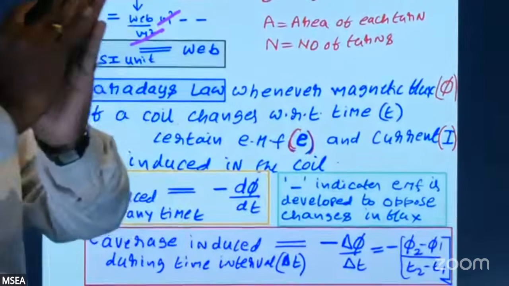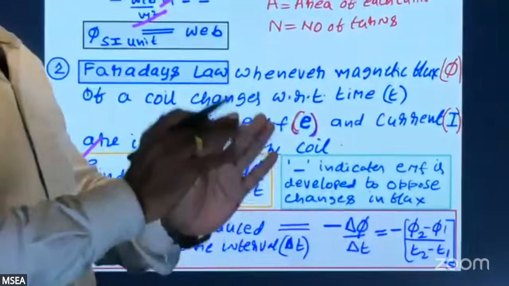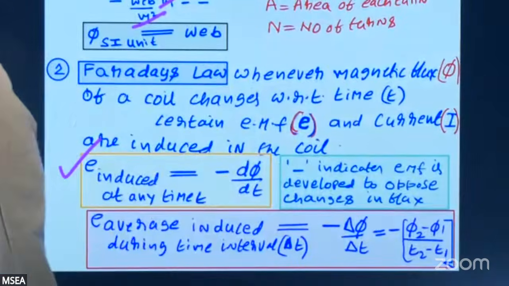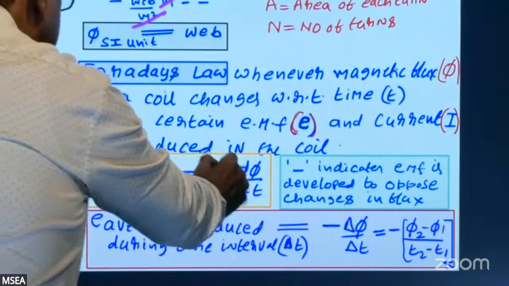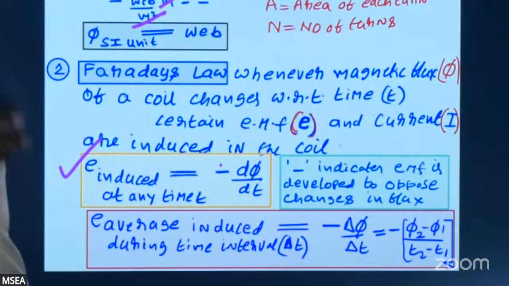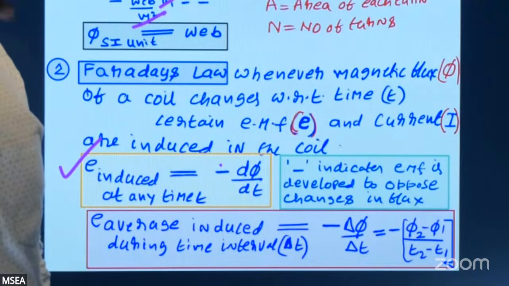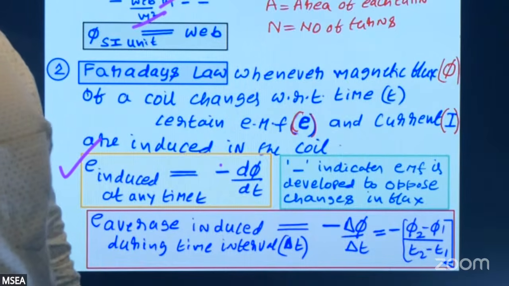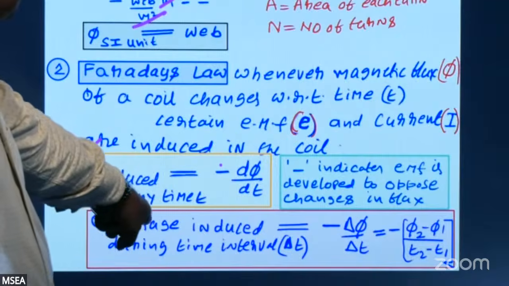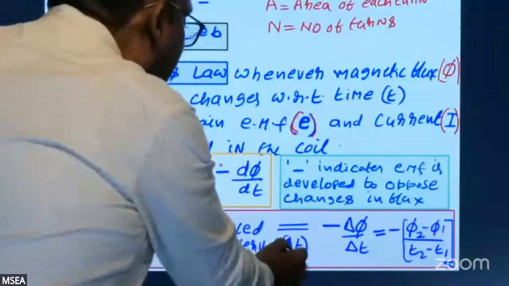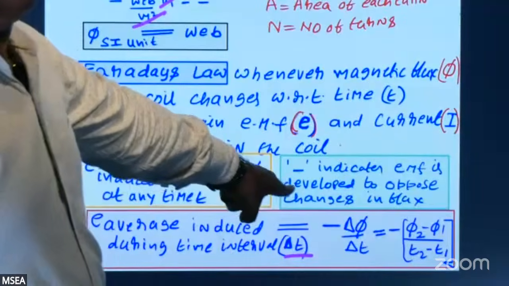Now, over a time interval, what is the average EMF induced? Suppose I want the EMF induced at the 9th second, then that is instantaneous EMF. You have to go for differentiation. Suppose I want the EMF developed during t is equal to 1 to t is equal to 5 seconds, over a time interval, then the average EMF induced over a time interval delta t is given by minus of delta phi by delta t.